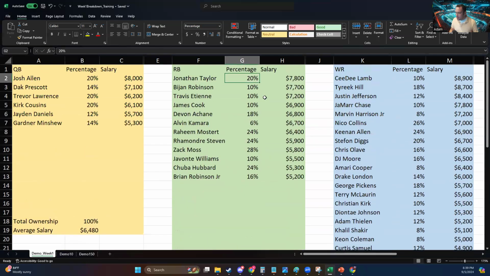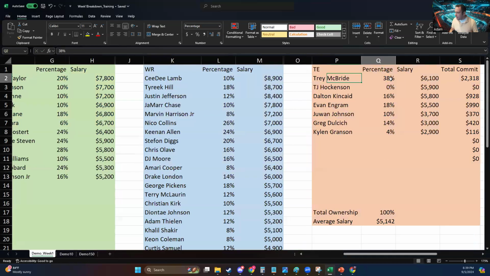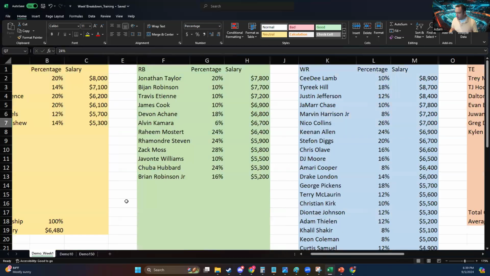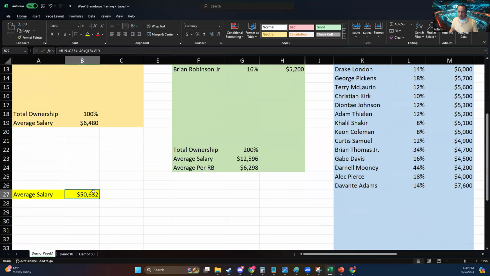Let's see if I can make this a little bit more palpable for, I don't know, like Trey McBride. I think I had him at 38%. Let's get him down to like 12%. Or yeah, let's do it. Actually, let's do 8%. And so that was 30% lower. Let's make Kylan Granson 10% more, Dulcich 10% more, Juwan Johnson 10%. And let's see what our numbers look like. Ooh, we're in business. This looks a lot better.